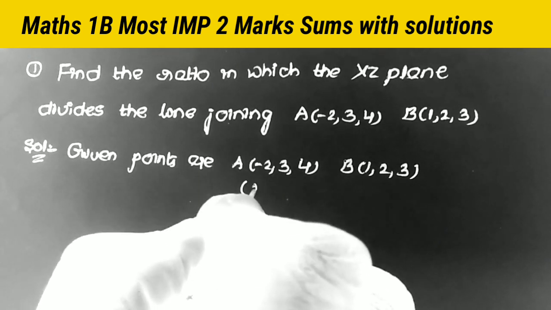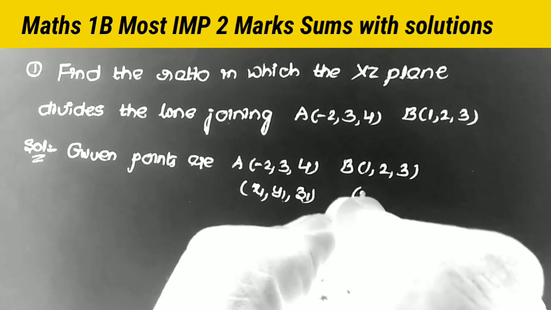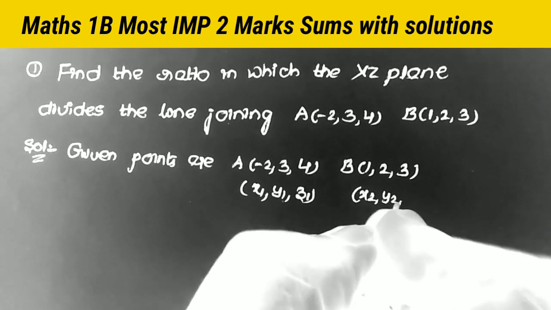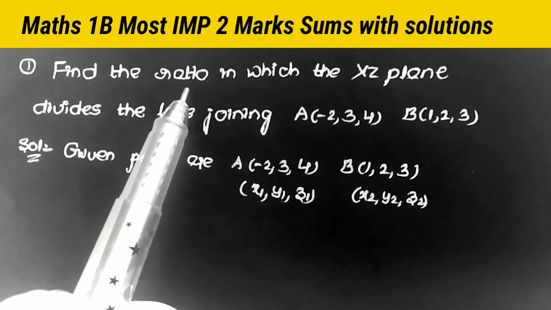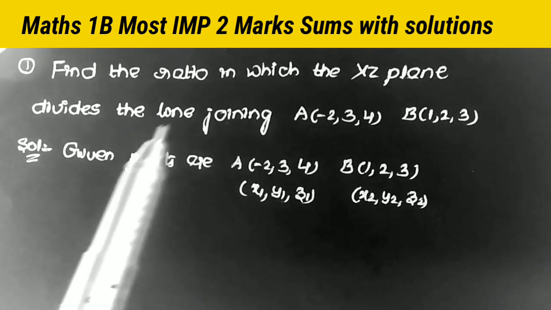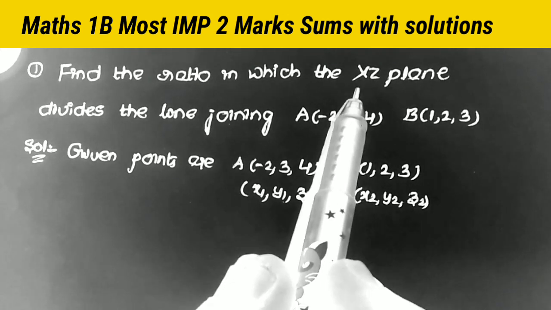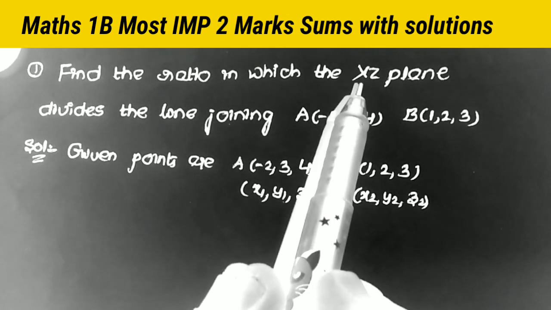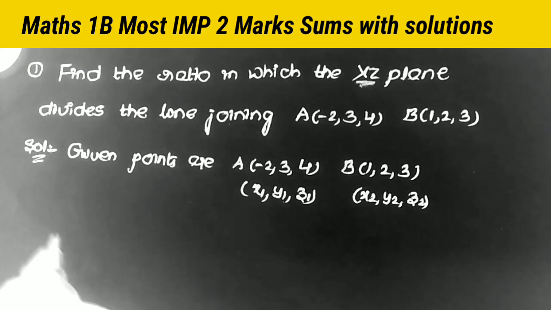I take the first point as (x1, y1, z1) and the second point as (x2, y2, z2). What is the given question? Find the ratio in which the x-z plane divides the line segment. Therefore, the formula is -y1 : y2. For the x-z plane, we take the ratio as -y1 : y2.